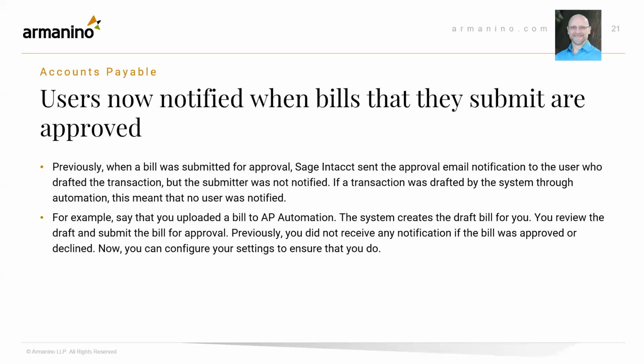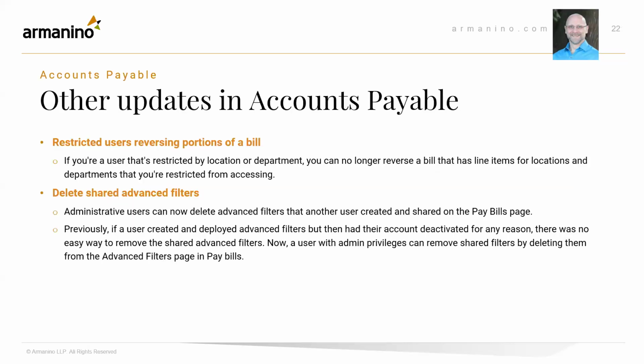So like it says there, for example, let's say you uploaded an AP bill to AP automation. The system will create that draft bill for you, as we discussed earlier with the new dimension functionality. Then you can review it and hit submit for approval, and previously you did not receive a notification if it was approved. Now you do receive a notification when it's approved. So that's super cool.